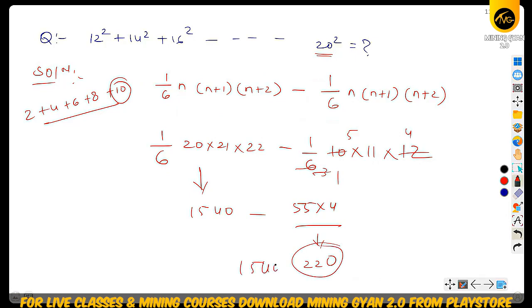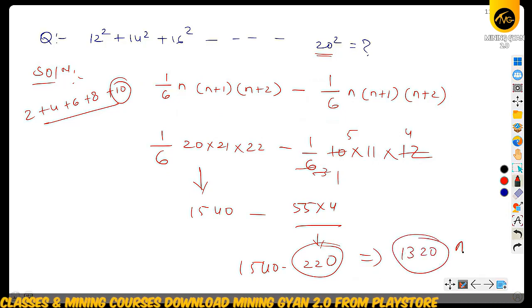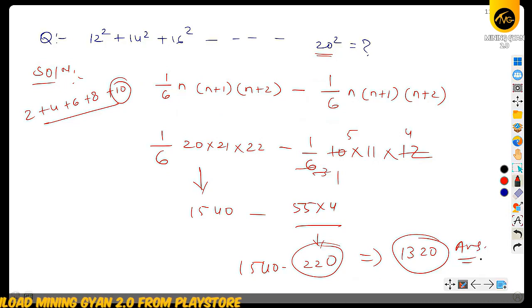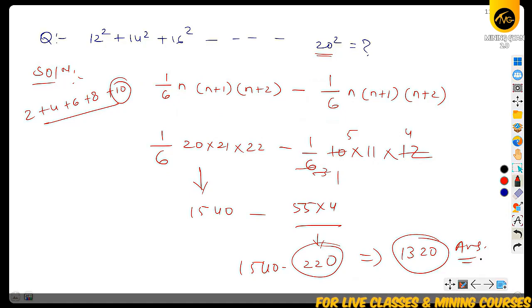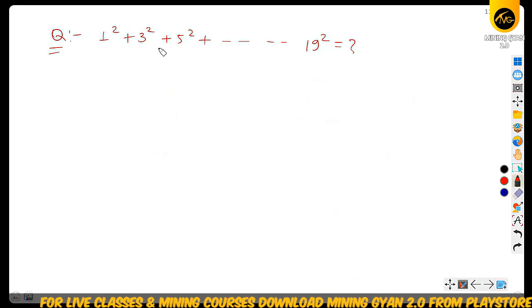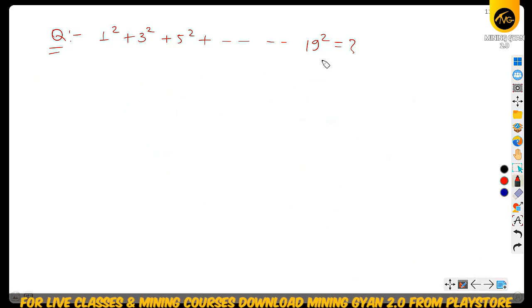So 1540 minus 220 will be 1320. Now the answer 1320 is the final answer. Clear? 1540 minus 220, okay, 1320, correct. Now the last question is 1 square plus 3 square plus 5 square up to 19 square.